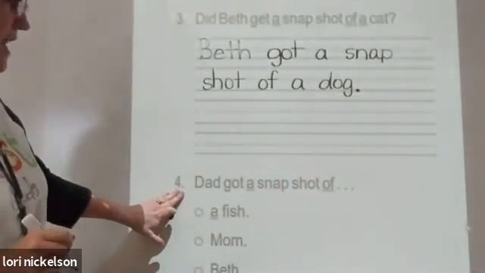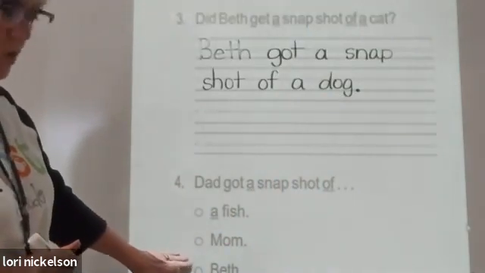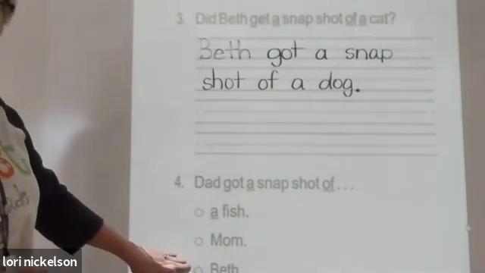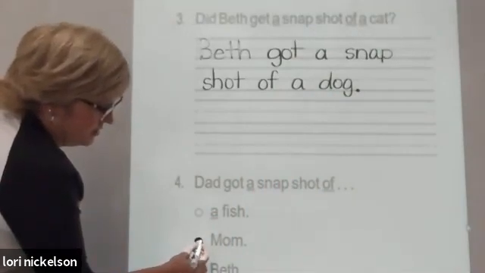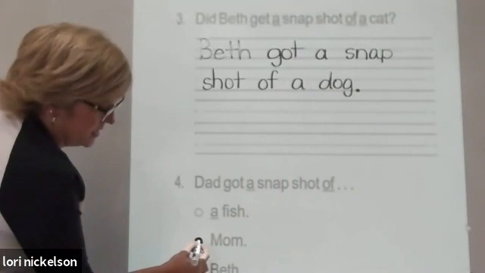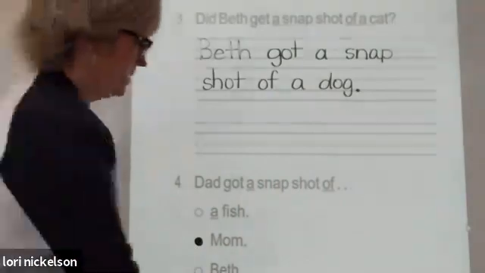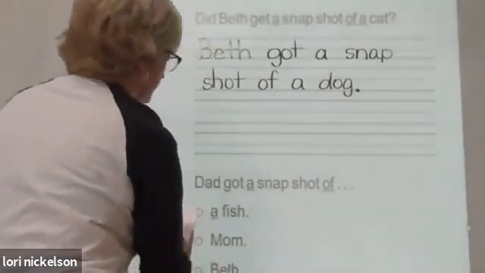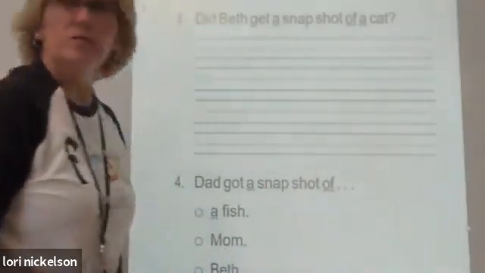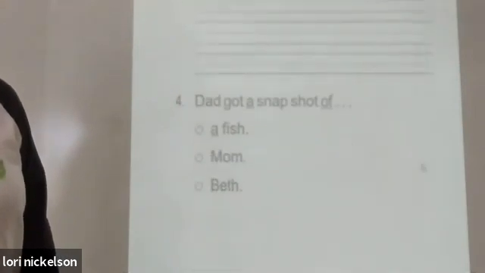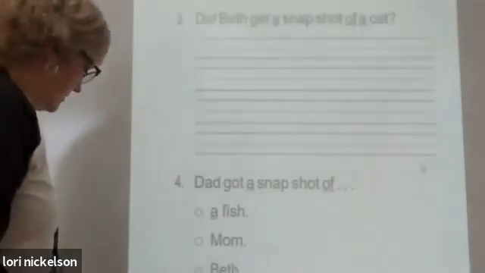Number 4, Dad got a snapshot of a fish, Mom, or Beth. Oh, he got a snapshot of Mom. So when you do this, you color in that little dot right there and make sure to stay in that little circle. Okay? Let's erase this. Is there another page? I think that's it. Nope, that is it. All right.